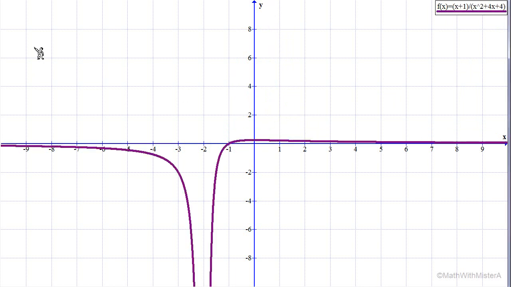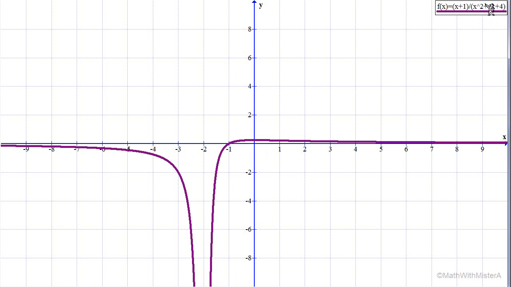This function, x plus 1 over x squared plus 4x plus 4, again we see it leveling off. Now in this case it does cross the x-axis. We actually do have values that can equal 0, but we still see a leveling off on the x-axis. This time we are able to cross the y-axis. We can have an x value equal to 0.